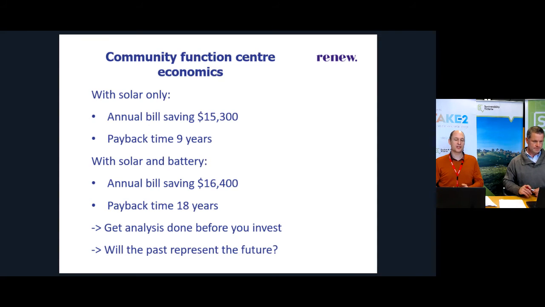For this community function centre, their electricity grid tariffs were quite low, and especially that energy component was quite low because they had one of these demand charges that we just talked about previously. So that reduced the available bill savings. If you're not paying that much for your energy from the grid, then getting it from solar is not going to provide as much of a big benefit. With solar and battery, their annual bill saving increased, but only by about an extra $1,000.